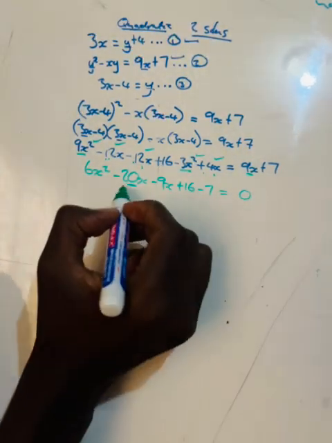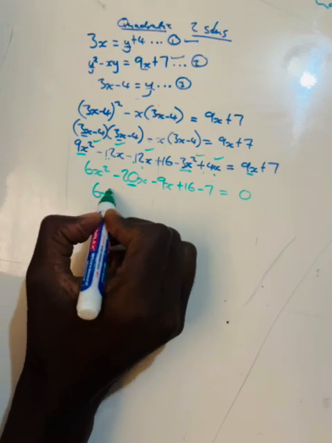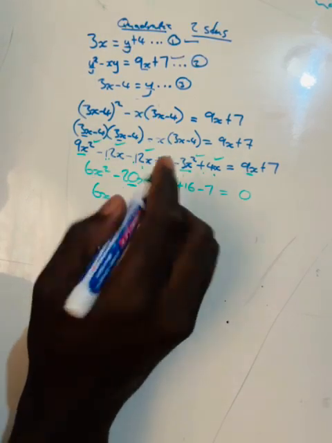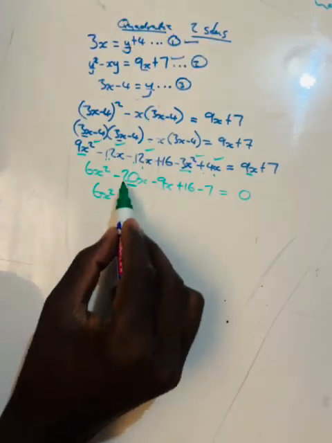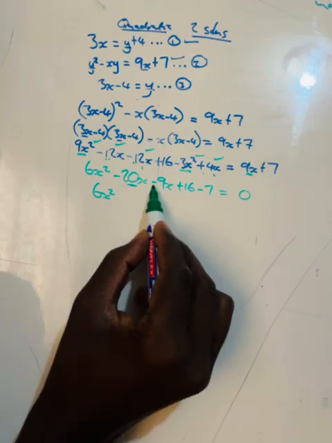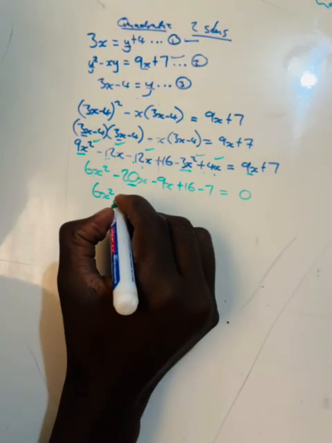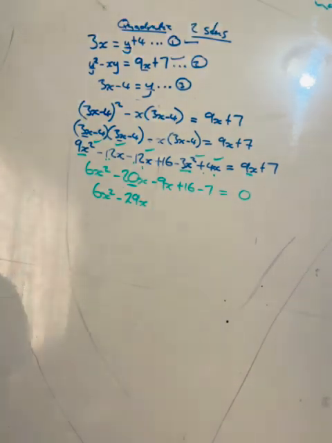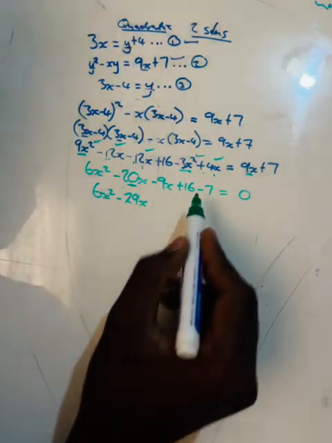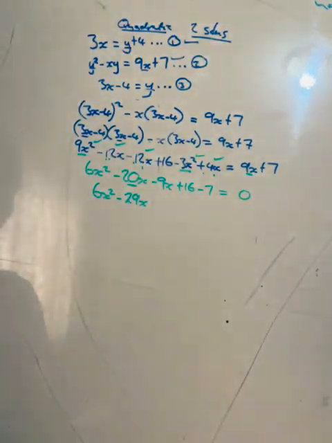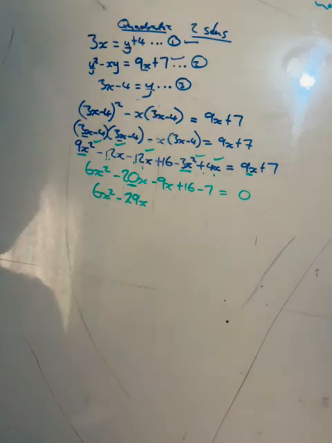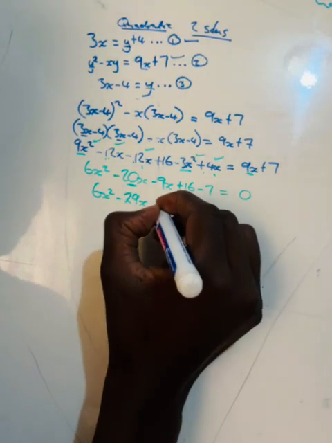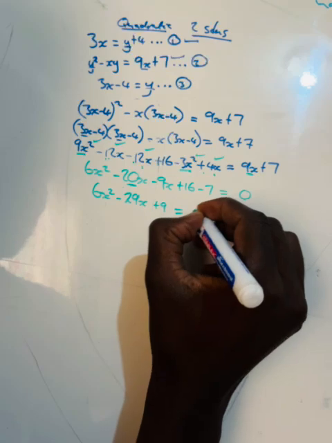So now I say I've got 6x squared, which does not have another like term. So 6x squared. When I say negative 20 and negative 9, it gives me negative 29. Negative 29 what? Negative 29x. And when I say 16 minus 7, what do I get? I think I get 9, right? So I've got a positive 9 here, which is equal to 0.